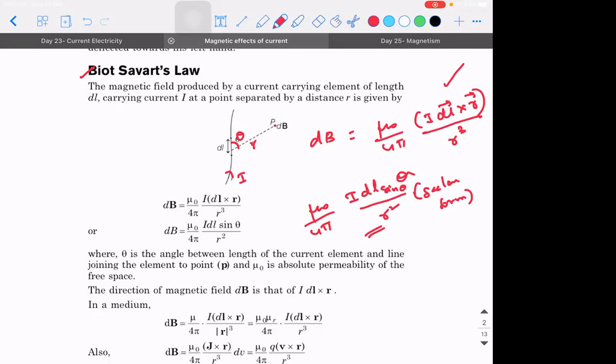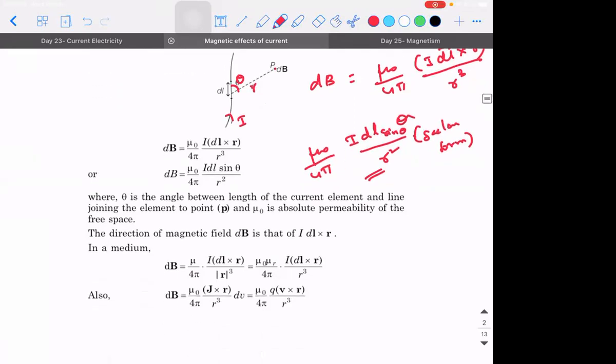Right. So whenever you want to find the direction, you can find the direction of dl, you can find the direction of r vector, do the cross product between them, that will give you the direction of the magnetic field.